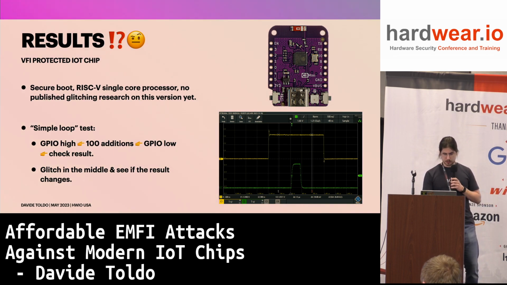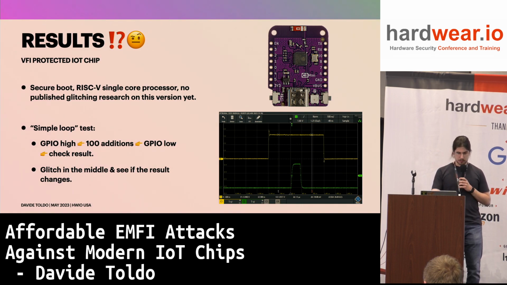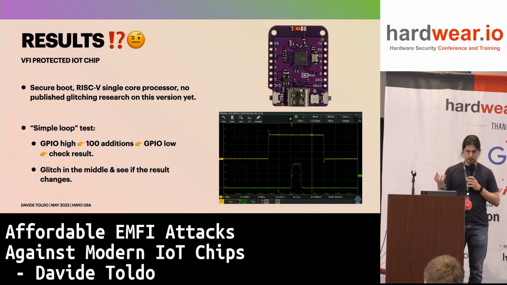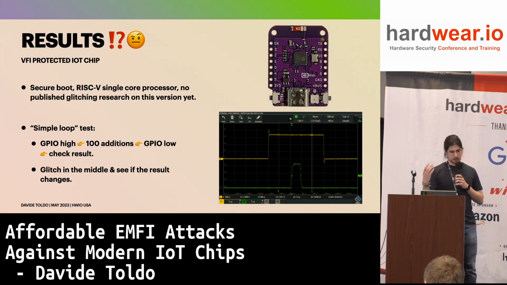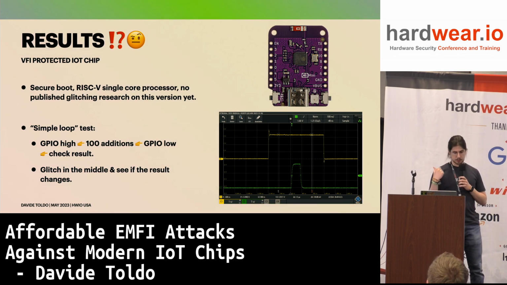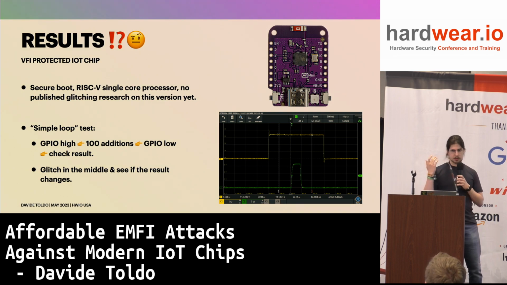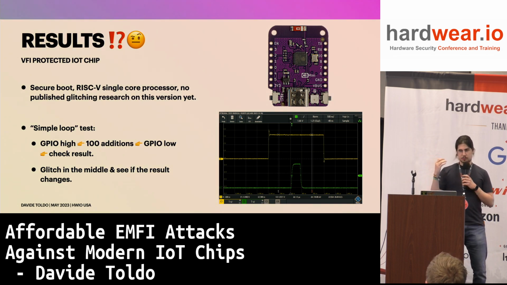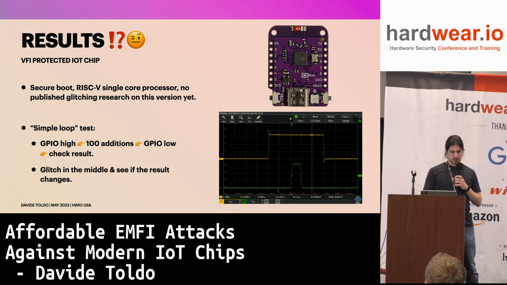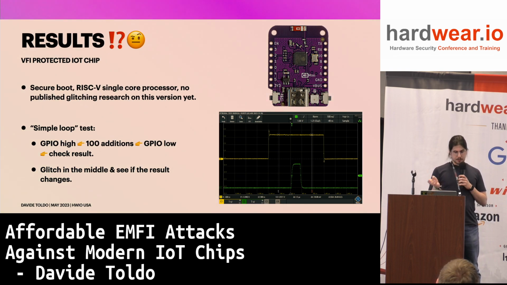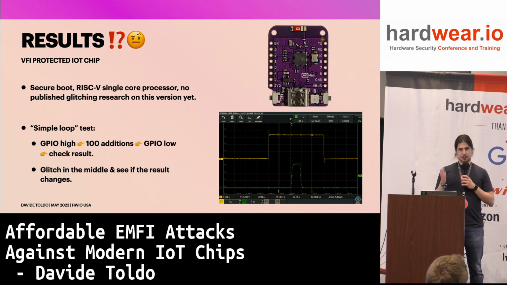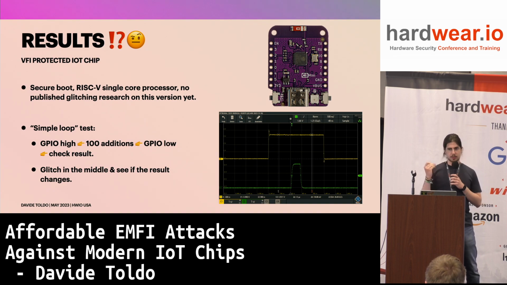But first of all, I will explain how to characterize a chip for faults when you have it. You want to get a test board, a development board, and program it with your custom firmware, like a simple loop as shown here. You pull a GPIO pin high, then you do 100 additions, 1,000 additions, the same assembly instructions over and over again, and then you pull it low again and check the result. By placing the glitch in the middle, it should modify the result, right? If it's susceptible to glitching, then the result should change.